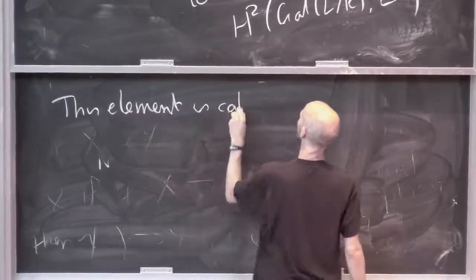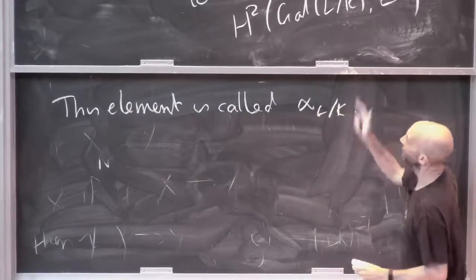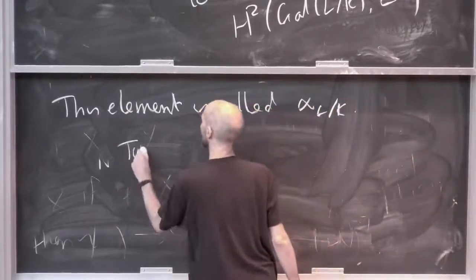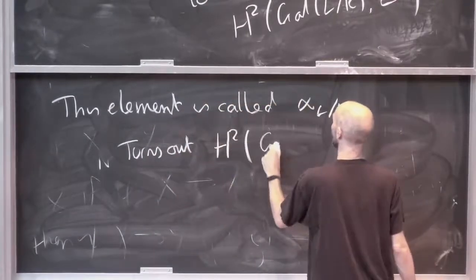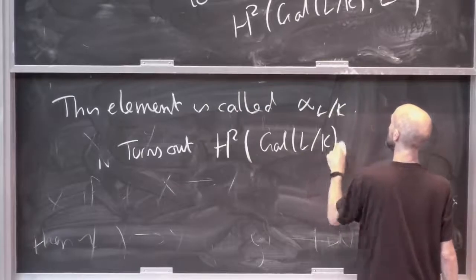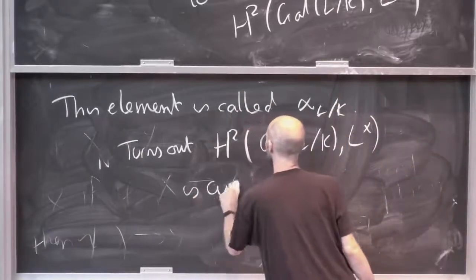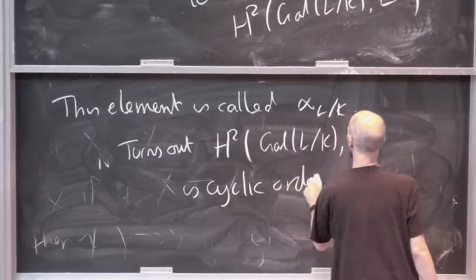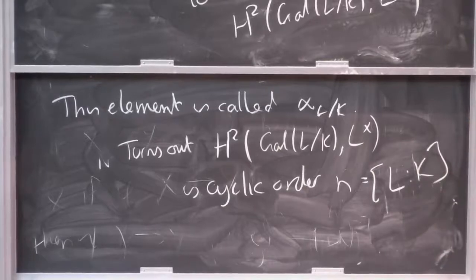It's called alpha L over K, right? And it turns out that H2, this group cohomology group, H2 of Gal(L over K) with coefficients in L star, is cyclic of order n, which is the degree. And alpha is a canonical generator.